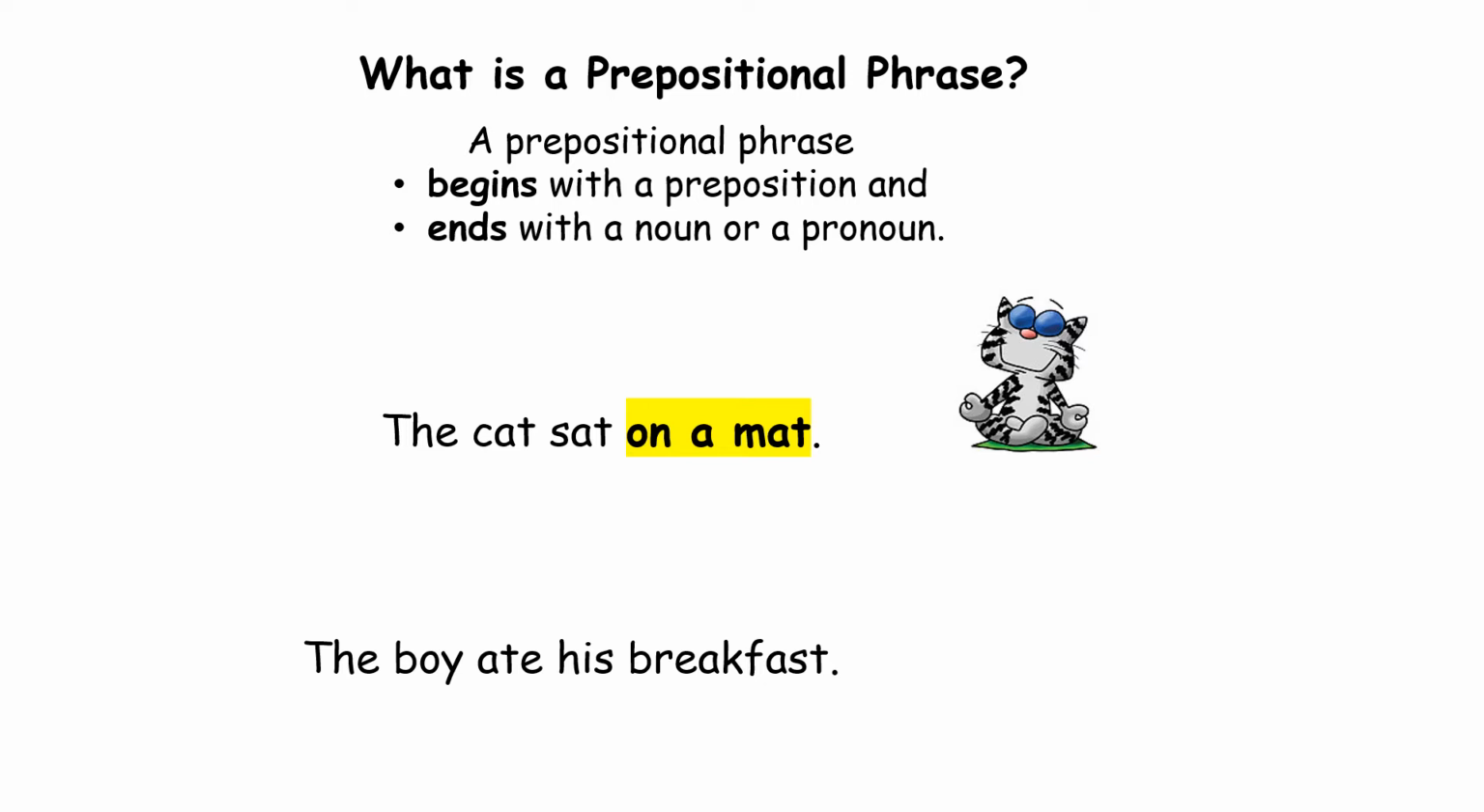So now that we know what a preposition is, what's a prepositional phrase? Well, a prepositional phrase begins with a preposition and ends with a noun or pronoun. The cat sat on the mat. Prepositional phrase is on the mat. The boy ate his breakfast. In this sentence, there's no prepositional phrase.